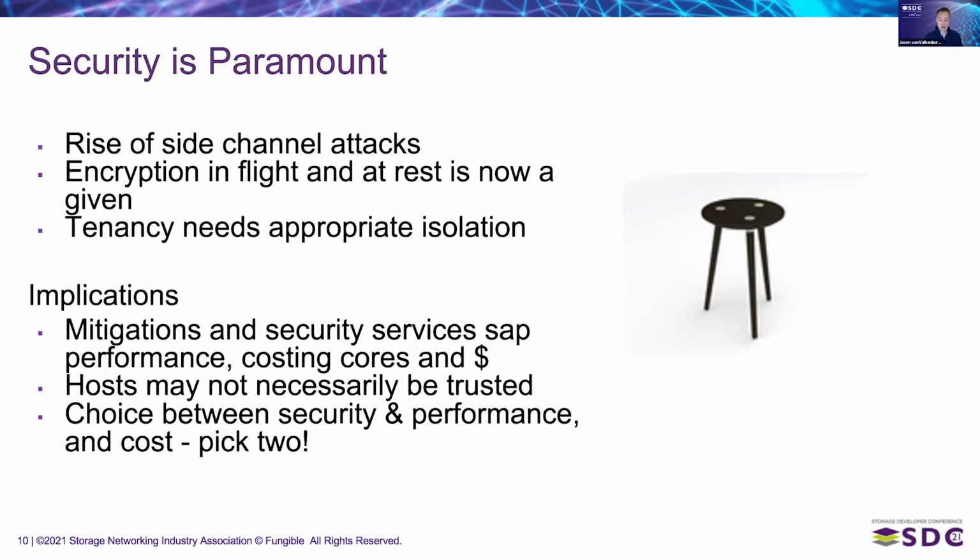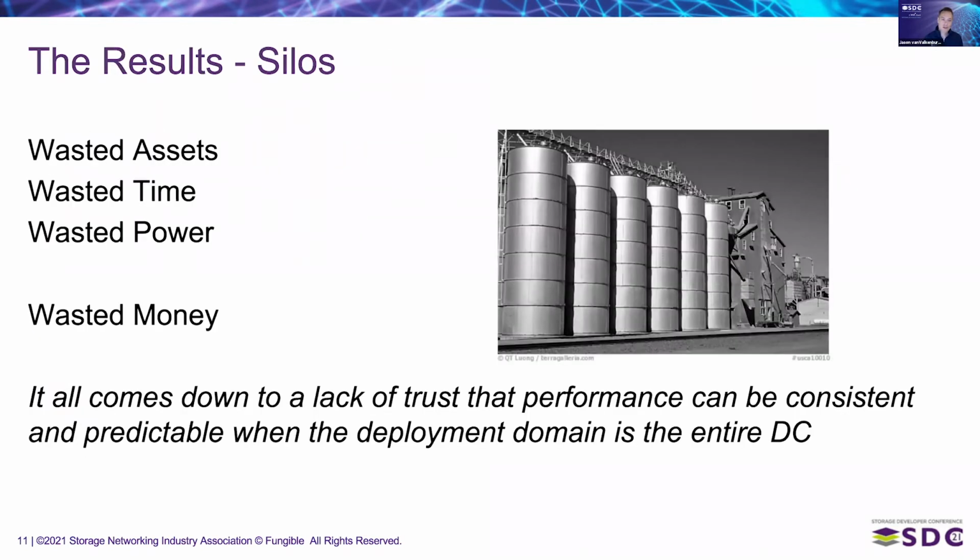So you're deploying mitigations for side channel attacks that are sapping performance. You have the issues of zero trust with hosts, or really you have to trust hosts. And our model is to go to a zero trust model for hosts, right? And you have to choose between security, performance, and cost, right? And you can only pick two. It's the magic triangle, right? Or the three-legged stool.